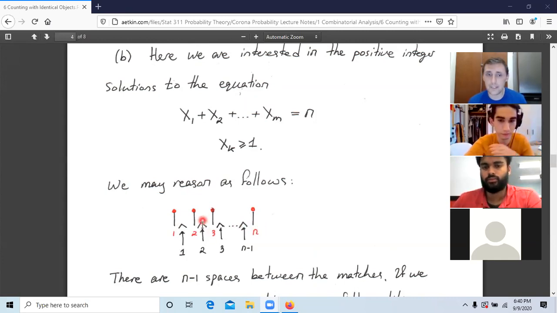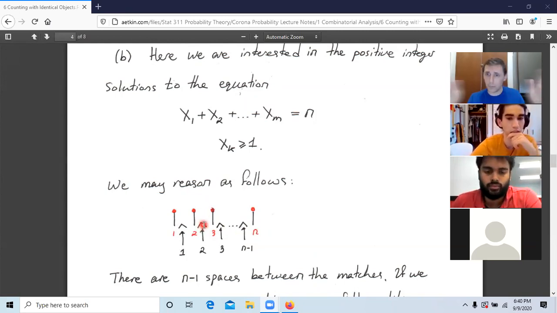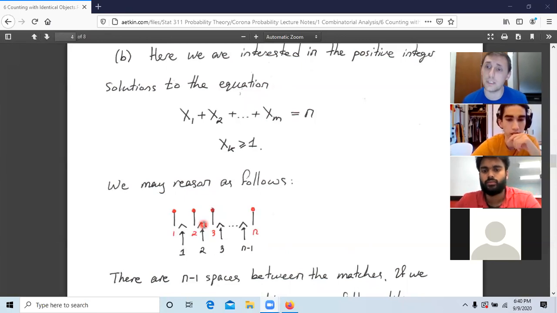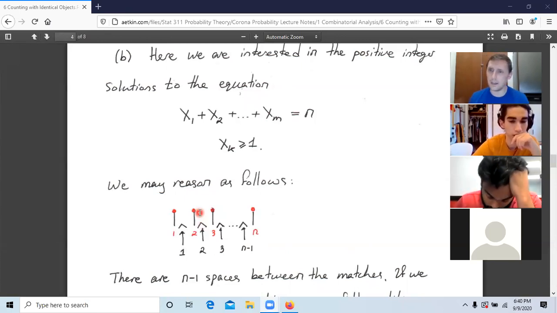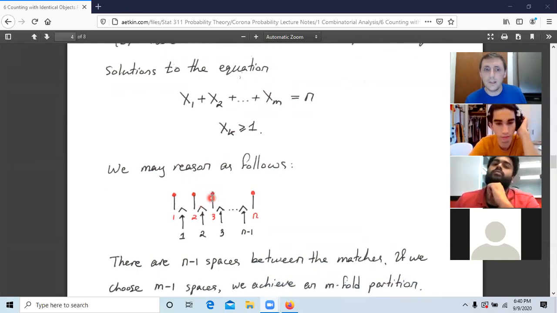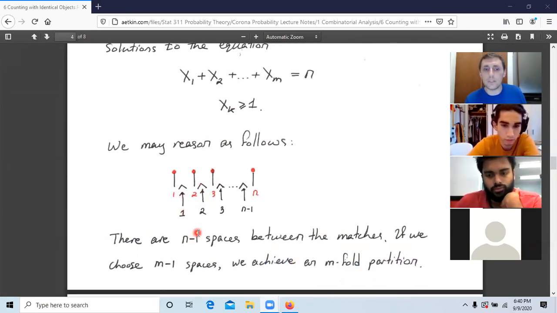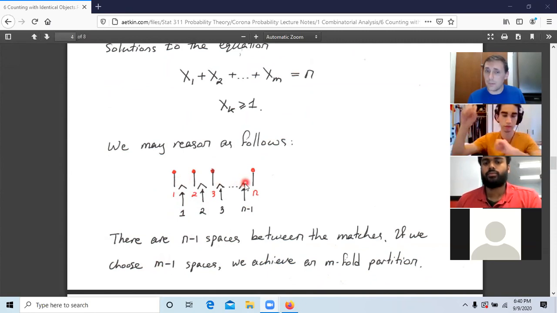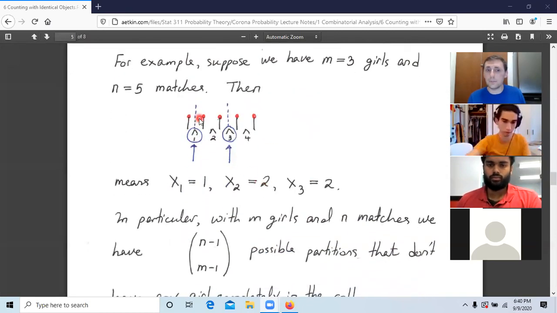And notice what happens. If I select one space, that partitions into 2 piles. If I select 2 spaces, that will automatically partition into 3 piles. And by arranging the spaces that I selected in order, that tells me exactly which matches go to which girl. Good? So I have n-1 spaces. Out of them, I will choose m-1 spaces, because choosing a space partitions into 2 piles. So if I choose m-1 spaces, that will partition into m piles. Do you understand?